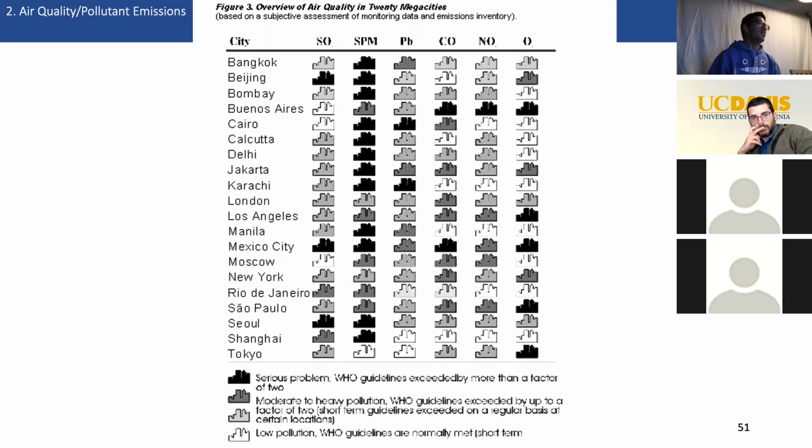Air quality across a whole variety of cities. You can see none of them are all white, meaning low pollution, according to World Health Organization guidelines. And so it's a pretty serious problem. And it's something that regulation is seeking to improve, not only in the US, but across the world.